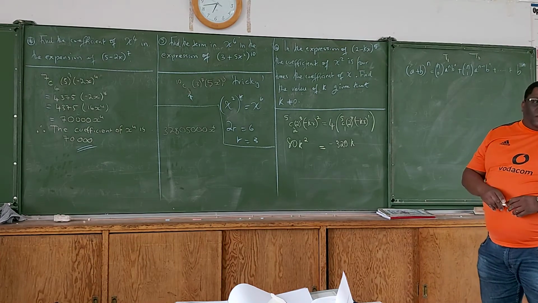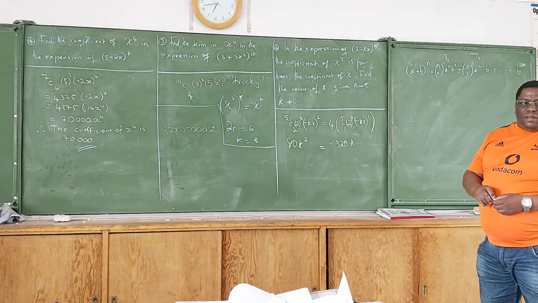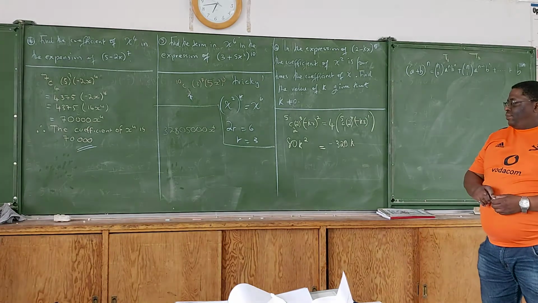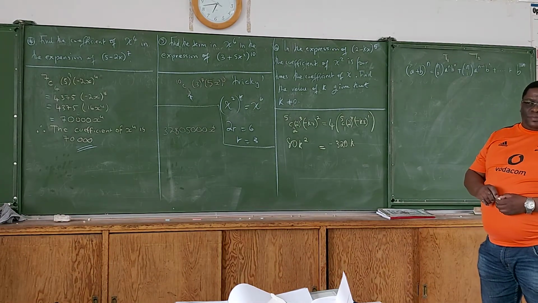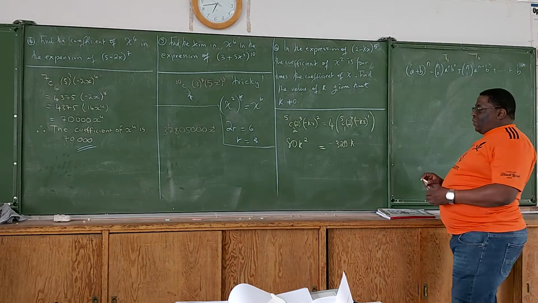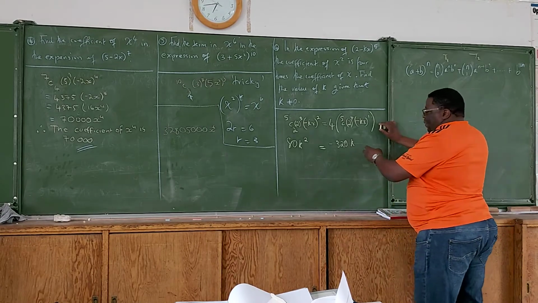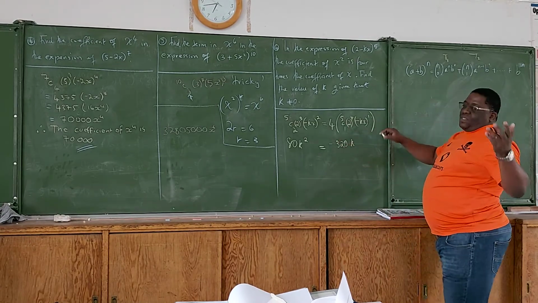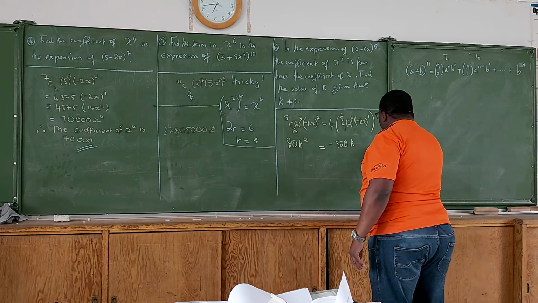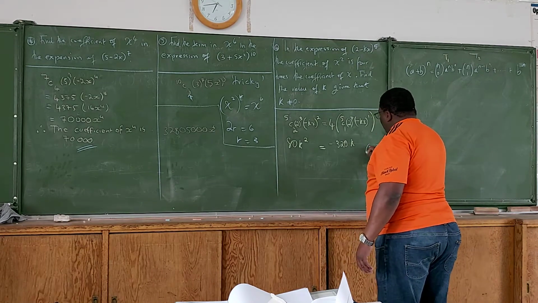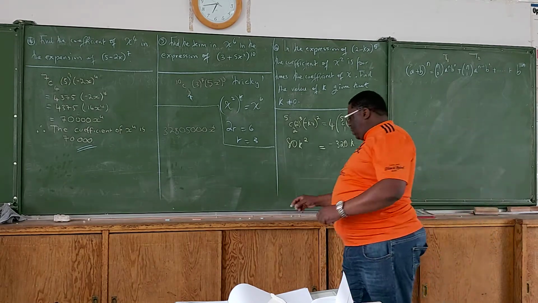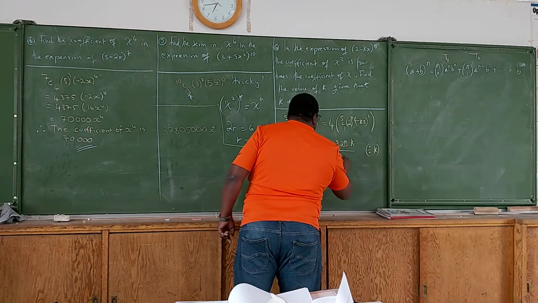Divide both sides by k. Not just by k, by 80k. Oh, 80k. Remember, let's take it step by step. Okay, let's divide both sides by what? By k. Is that fine? Okay, so that we don't get confused.